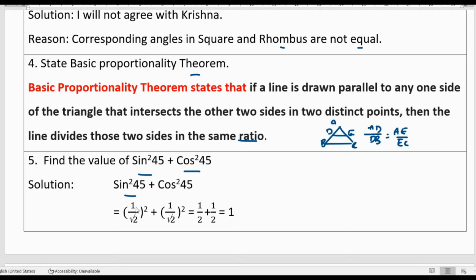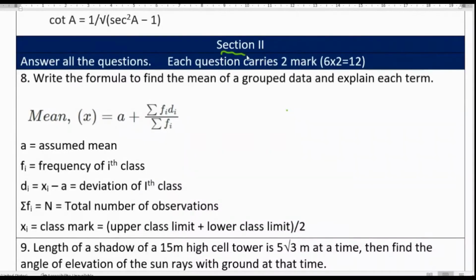Sine 45 value is 1 by root 2. So sine square 45 will be 1 by root 2 whole square. Similarly, cos 45 is 1 by root 2. Cos square 45 will be 1 by root 2 whole square. The square roots cancel, and 1 by 2 plus 1 by 2 value is 1. We'll discuss section 2 now.